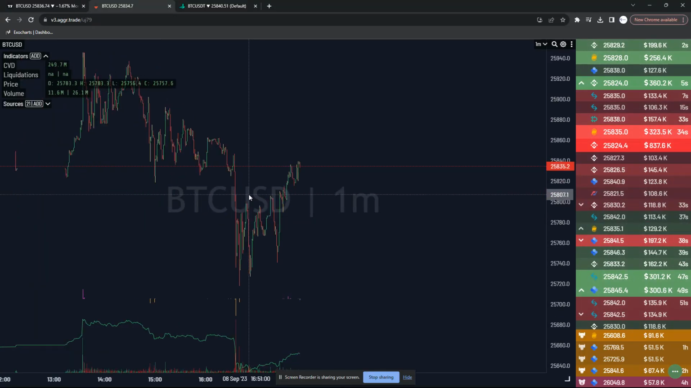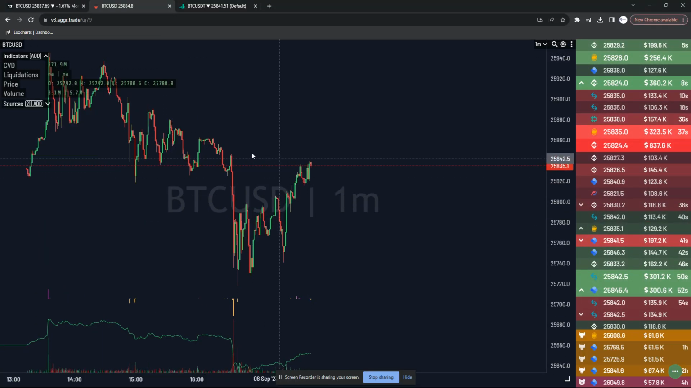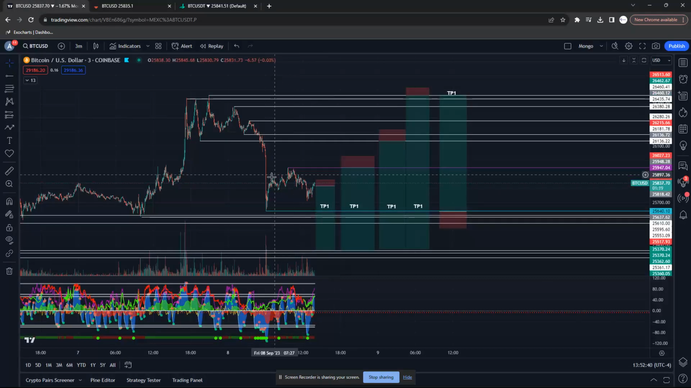This is the other chart I look at in terms of buy orders. Nothing going on right now. It's lunchtime on the East Coast of the U.S.